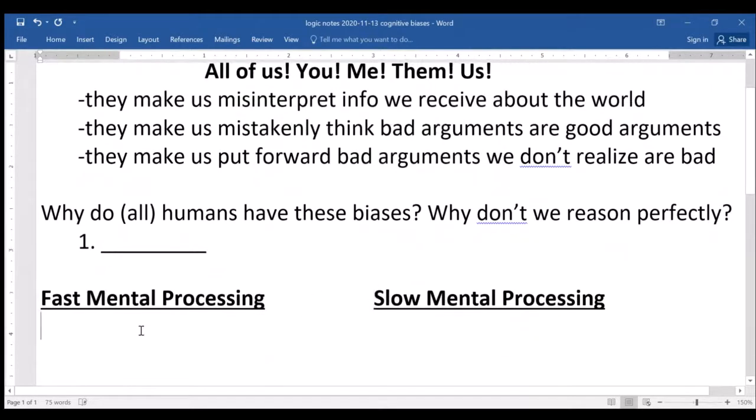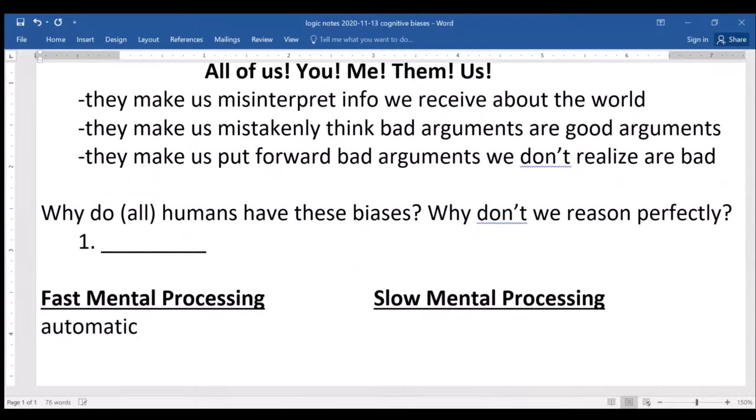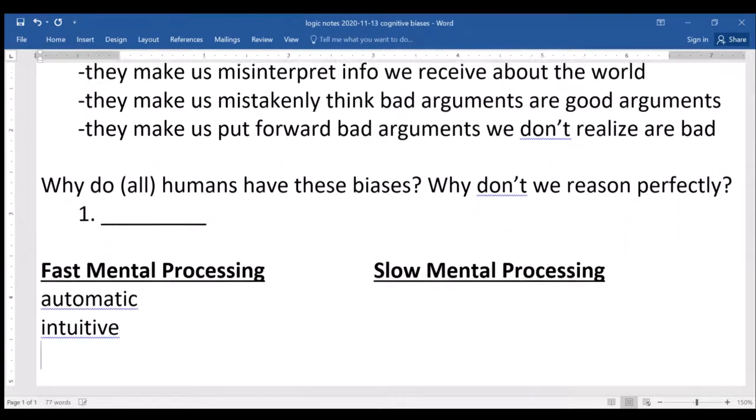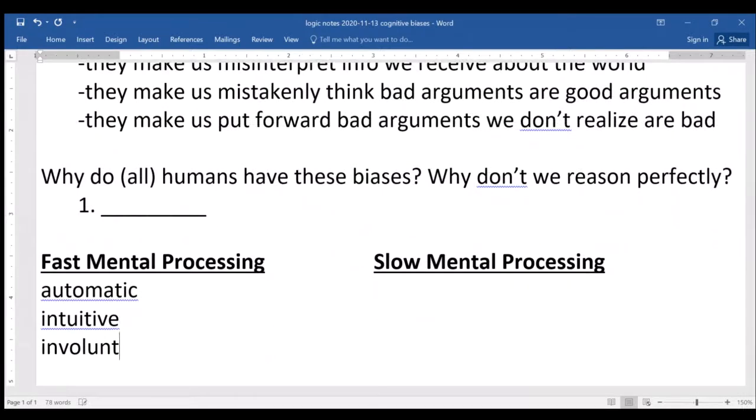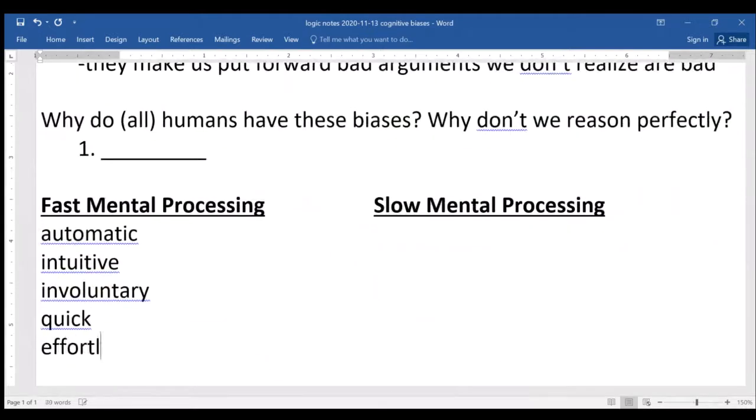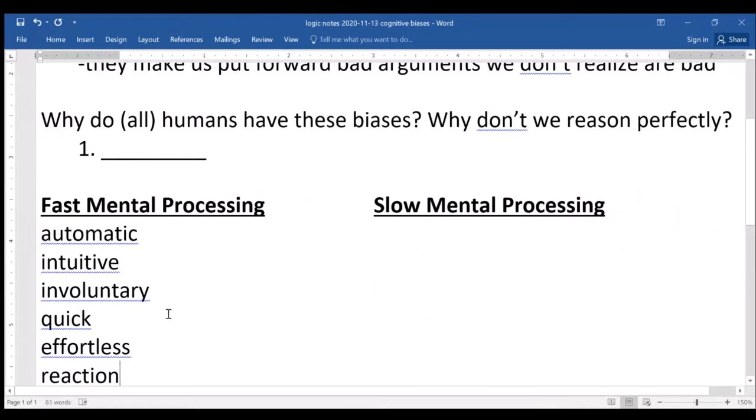So let's take a look at some of the key differences. So fast mental processing seems to be automatic processing. It seems to be intuitive. Seems to be the sort of thing that is involuntary. It just happens to you. You don't have to put much effort into it. It's super quick. It's effortless. It just happens. It's more of a reaction than an action that you take that's deliberate.